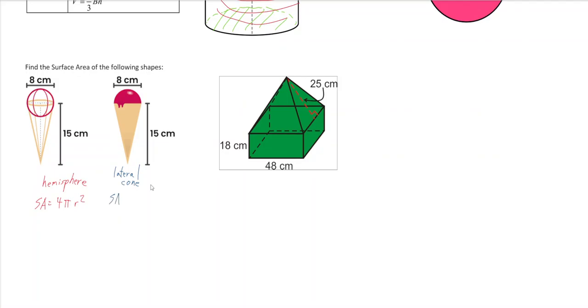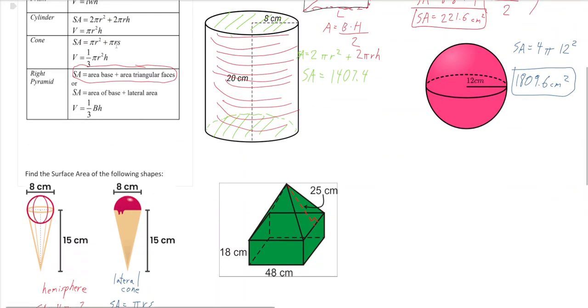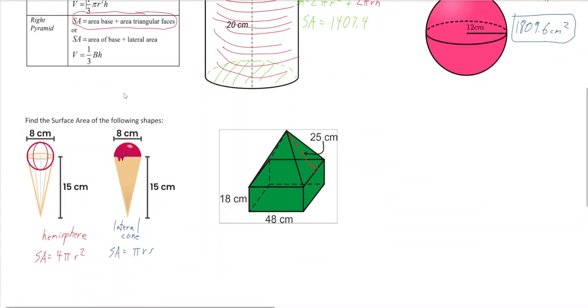So surface area of a cone is pi r s, I believe. Let's just double check that. Yes, pi r s, so we're not including the circle part. And why are we not including the circle part? Well, because it's covered up. The circle part's right here, in between both parts. So it's covered up, so we're not including it.